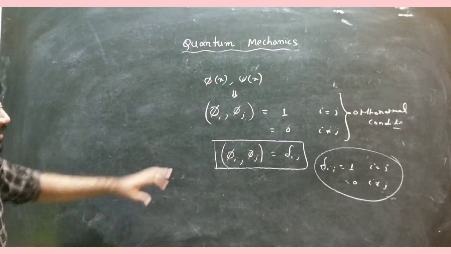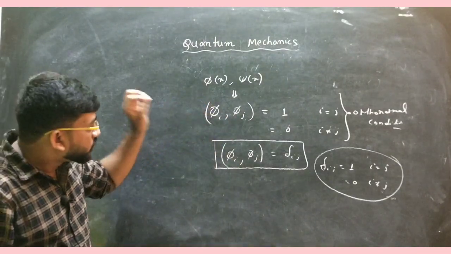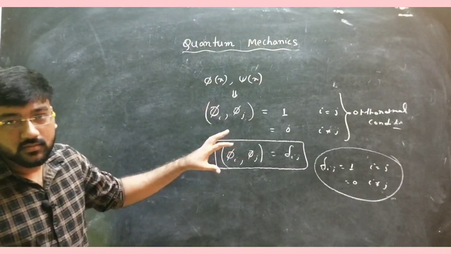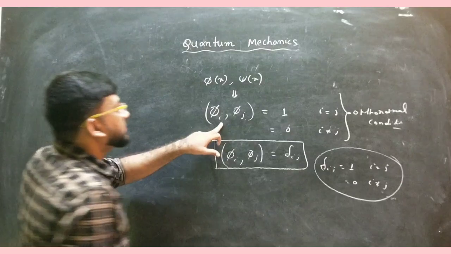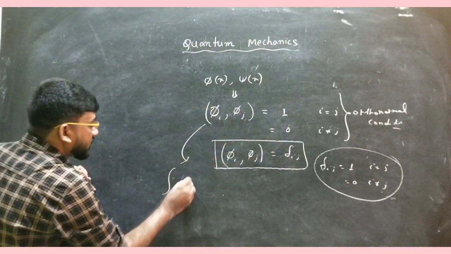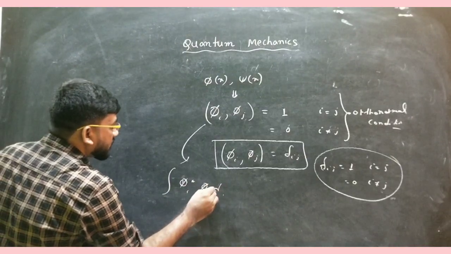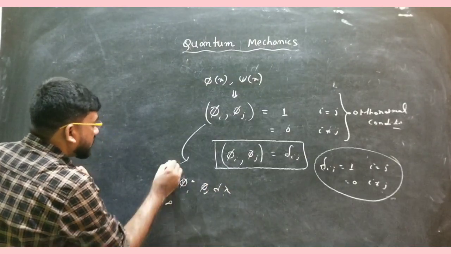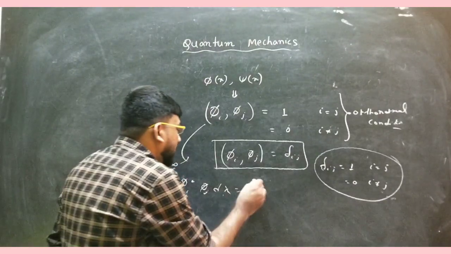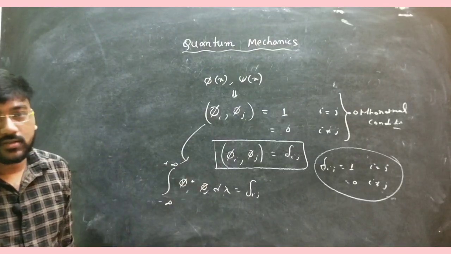Now please remember, you should not forget that this is just the short notation of the integration. What integration is this? I have written many times that this is phi i star phi j dx, run from minus infinity to plus infinity, and that is equal to delta ij. So this is the orthonormal condition.